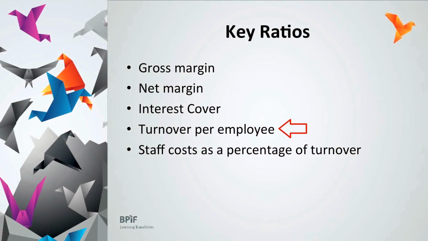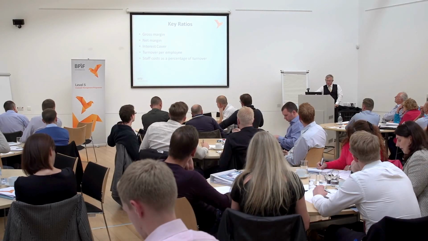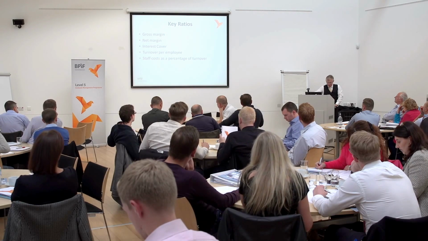So a value of more than 2 is normally considered reasonably safe. But companies with very volatile earnings may require a higher level of interest cover. Two other key ratios would be turnover per employee. That's often used by management as a tool to gauge productivity. We'll be able to assess whether more people are required in the business or indeed whether we've got too many.